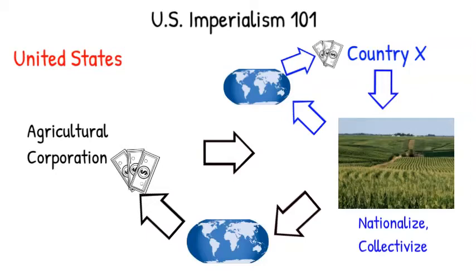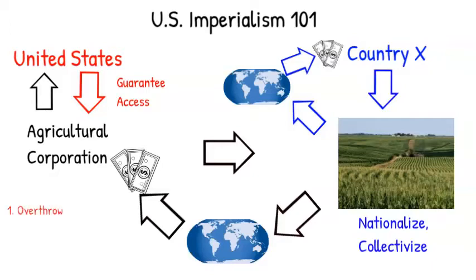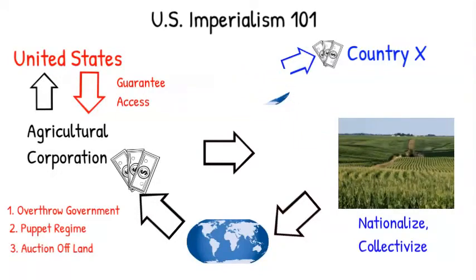But obviously, this cuts into the profits of the corporation, so they're going to use their influence within the state, and the state in turn guarantees access. They're supposed to guarantee access, and they do this by overthrowing the government of country X, and then install a puppet government, and that puppet government would then auction off the farmland to foreign corporations. So this is how it works for land.